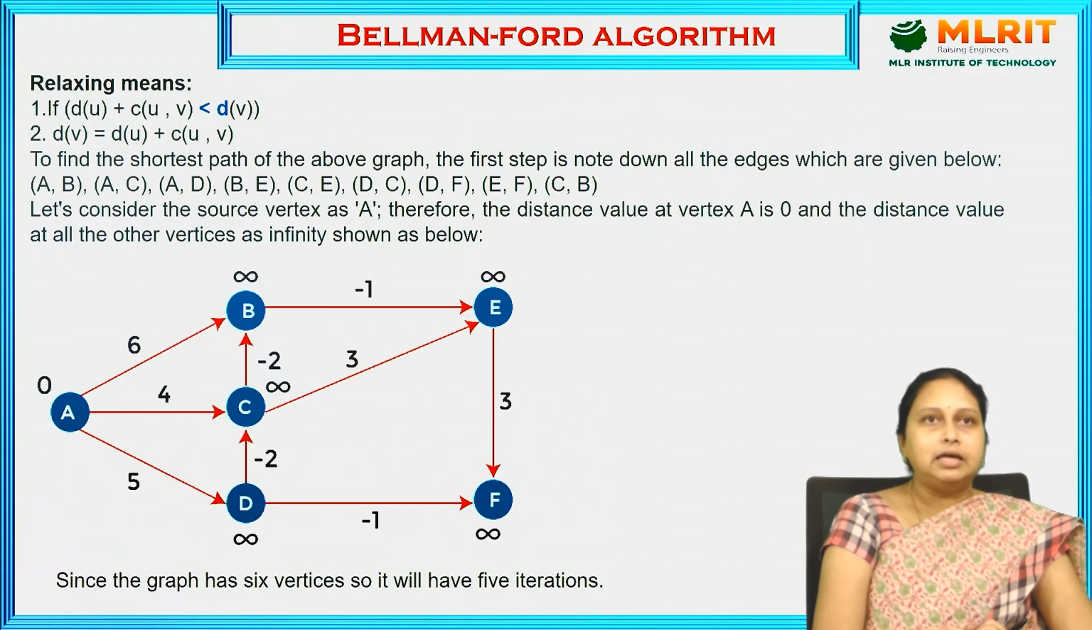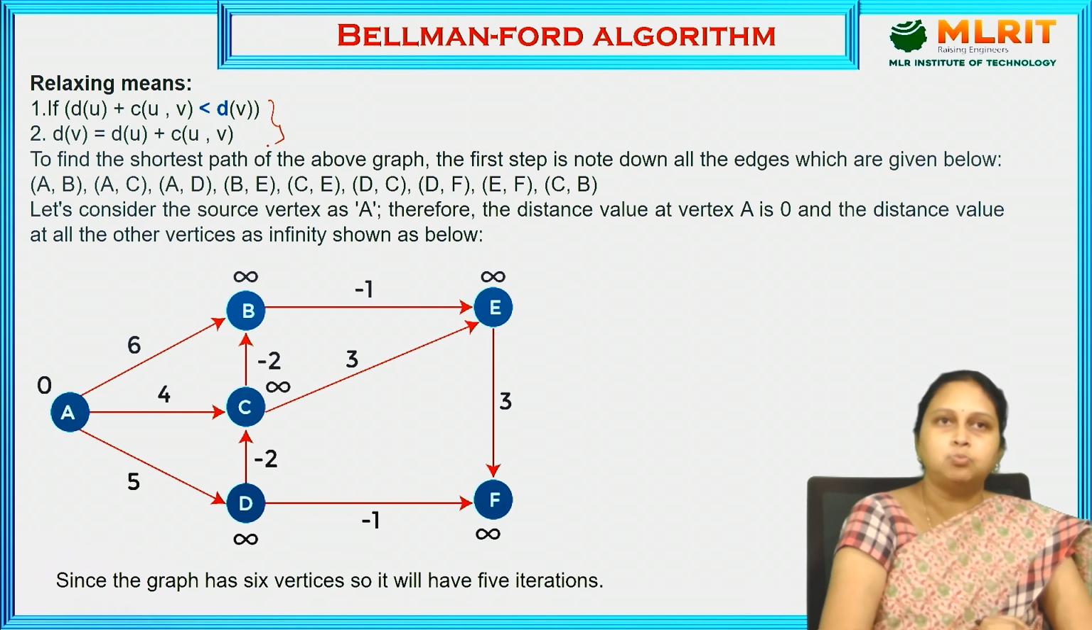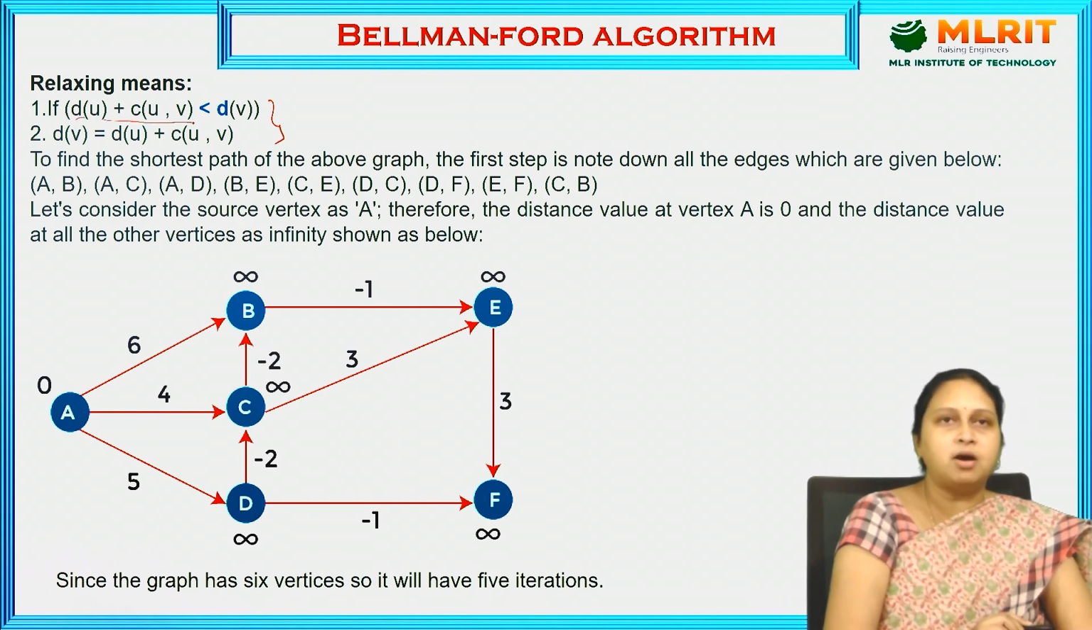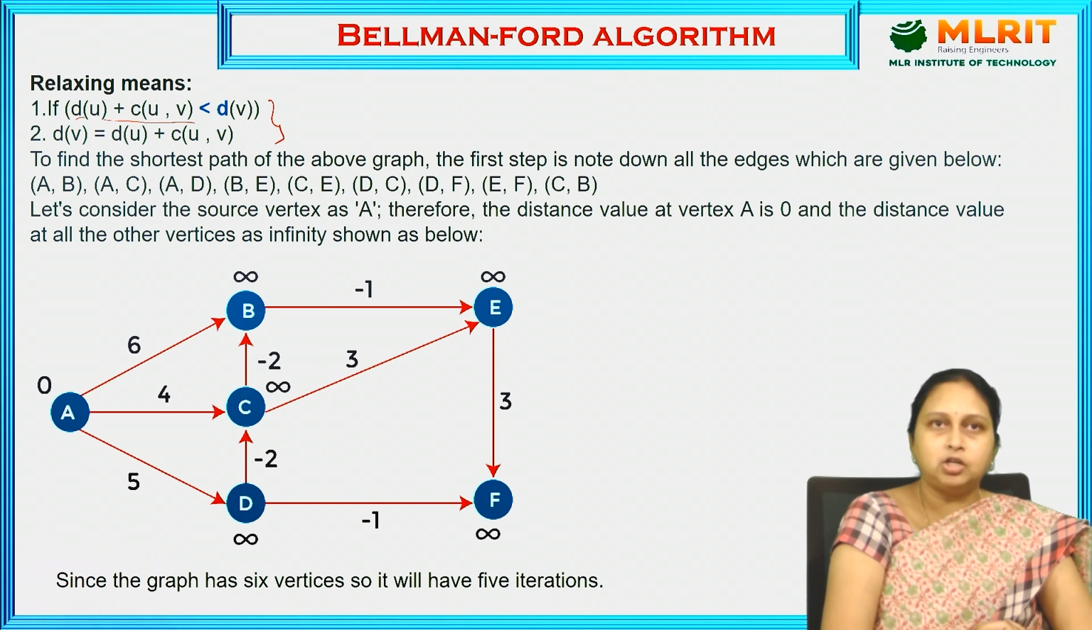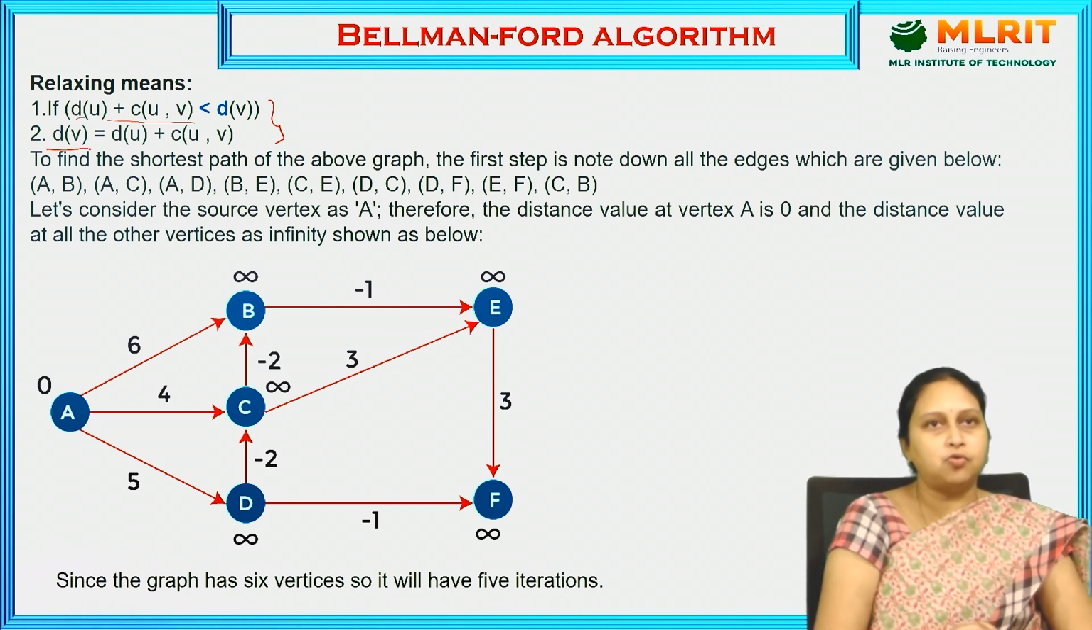Now, what does relaxing mean? How are we going to relax? The same thing we apply in our Dijkstra algorithm also. If d of u plus cost of u comma v is less than d of v, then d of v equals d of u plus cost of u comma v. Cost is nothing but the weight of u comma v, that is, the weight from u to v.